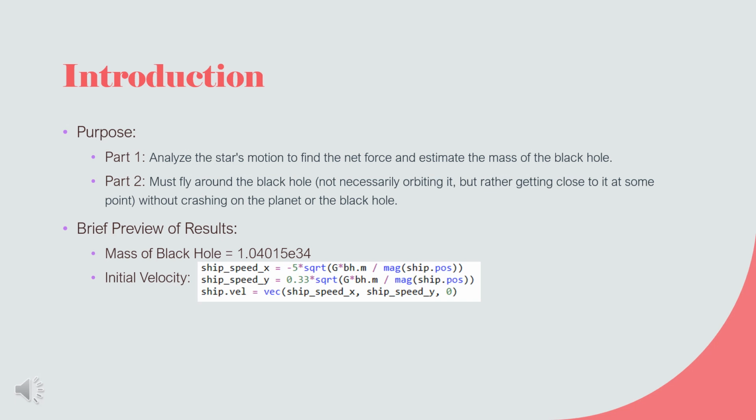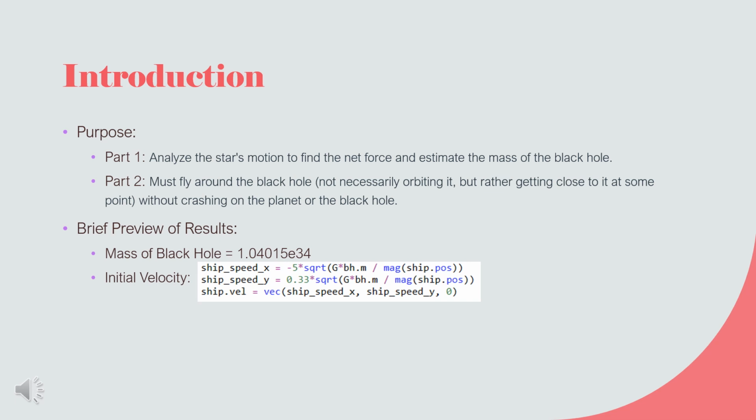There are two parts to this lab. In part 1, you must analyze the star's motion to find the net force and estimate the mass of the black hole. In part 2, you must fly around the black hole without crashing on the planet or the black hole by determining what initial velocity the ship must have when it leaves the surface of the planet and using Newton's second law to predict the motion of the planet and your spaceship.